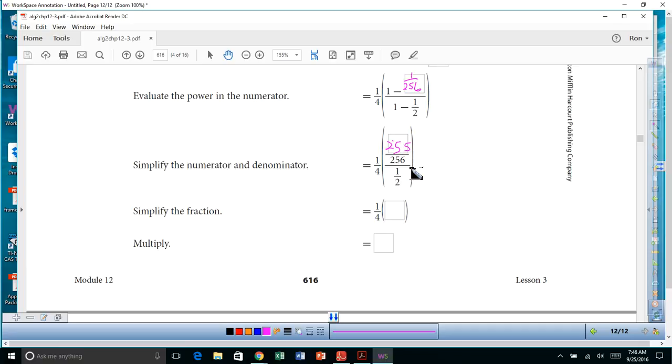Okay. 255 over 256 divided by 1/2 is 255 over, and then what is half of 2? That's 128. And so 1/4 times 255 over 128 would be 255 over 512. Pretty cool.